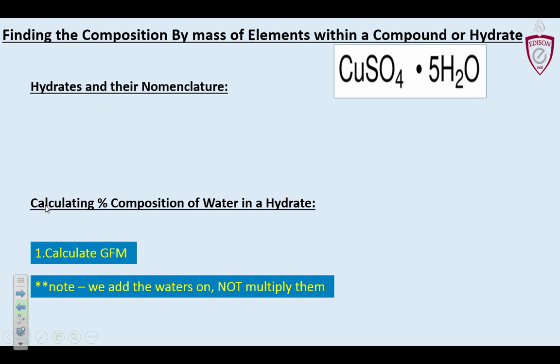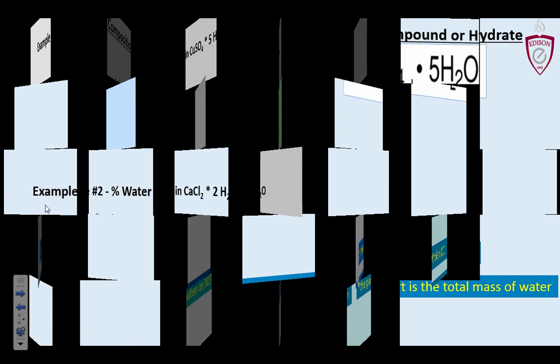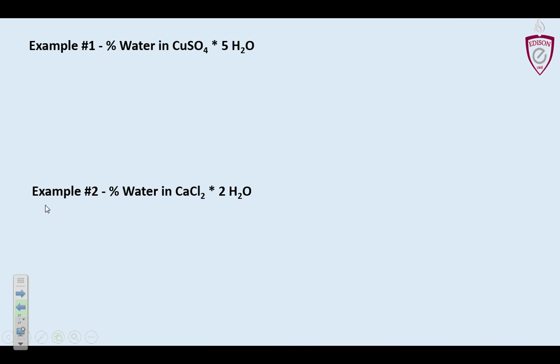Sounds great. And then of course, the next part is percent, part over whole, which is the same deal. And in this case, the part is just going to be the water. So I think we're on to examples. Let me do this first one, and you can do the second. I think we're going to do them the same way. The first part is always the gram formula mass.